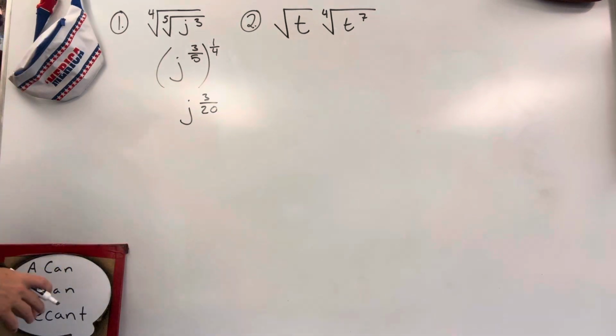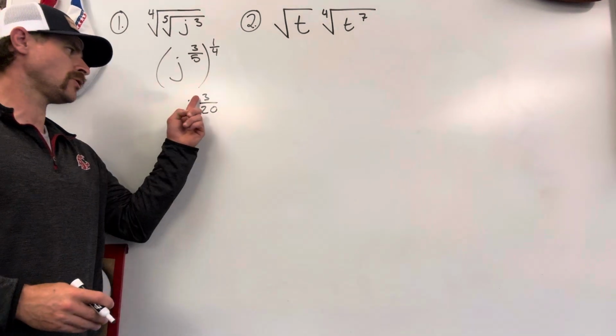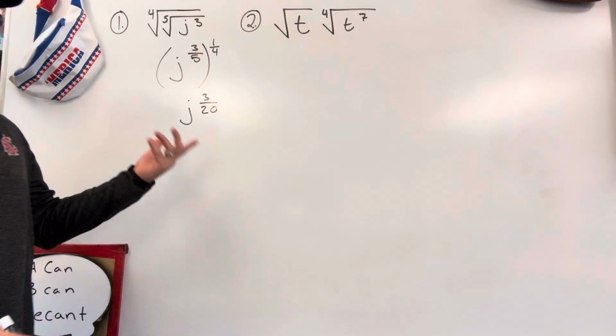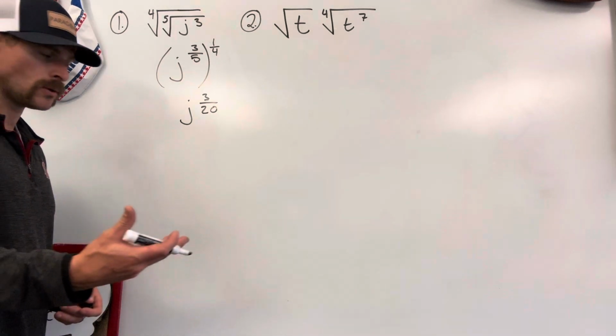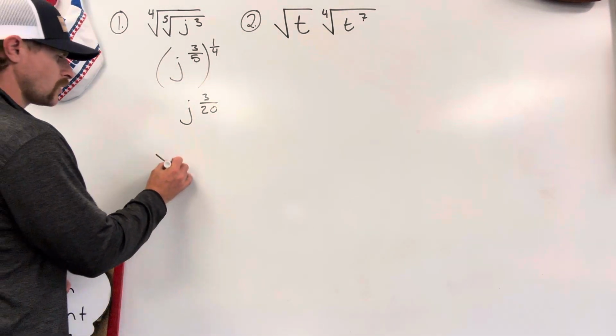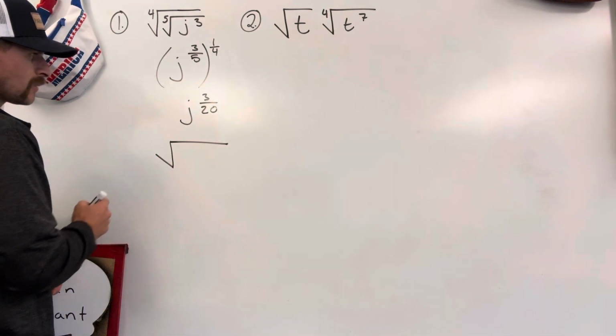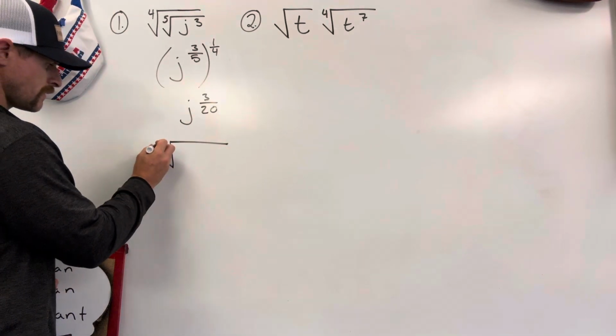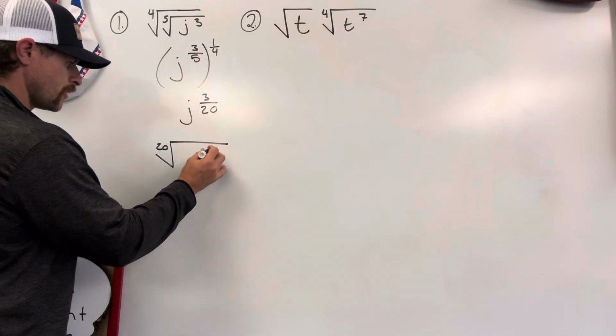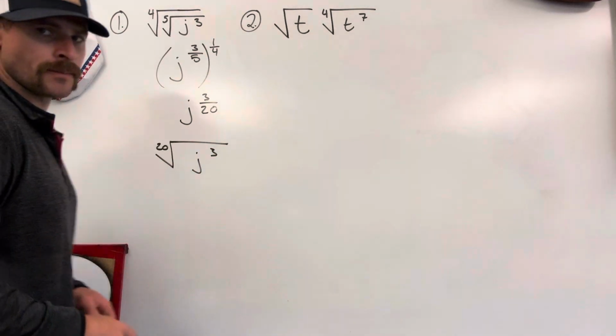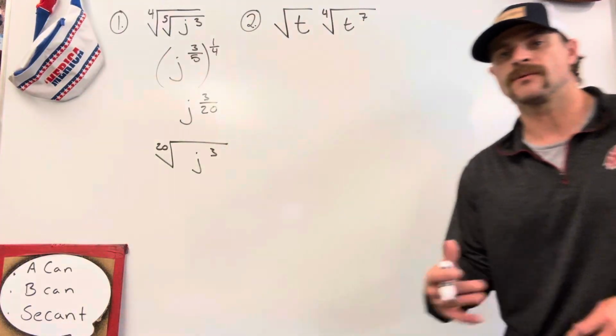So now we have it broken down into a fractional exponent, but we want to write these out as a singular radical. This would be an exponential result. If they ask for a radical result, the 20 is going to go in the crevice right here, j to the third power inside of the radical. And that would be your final answer once simplifying it down.